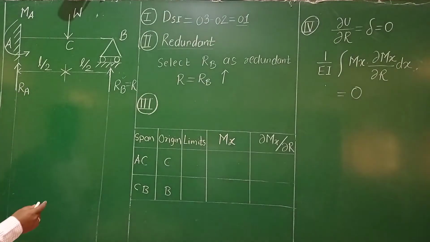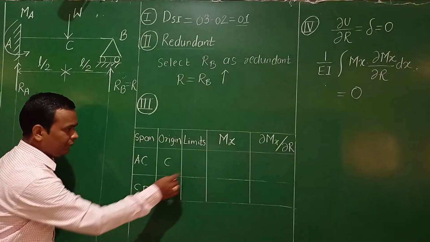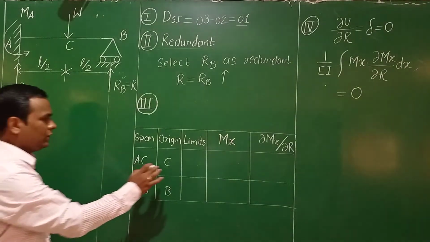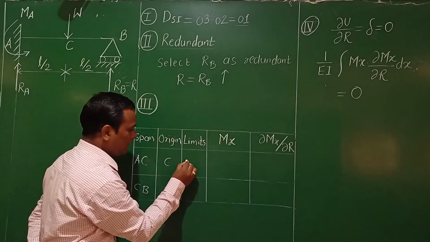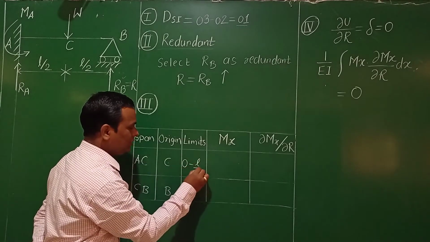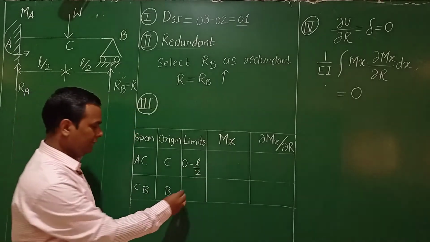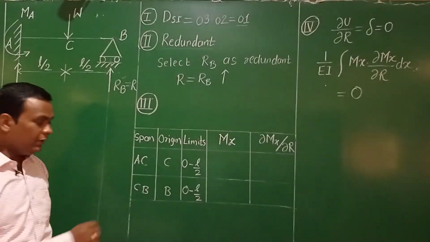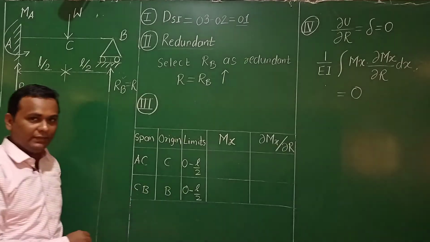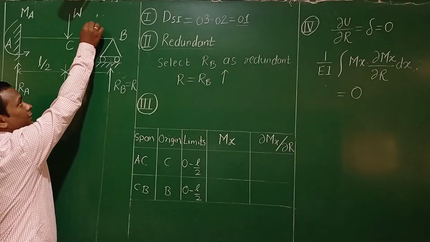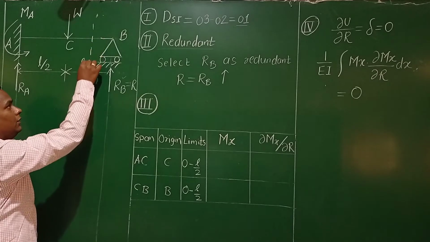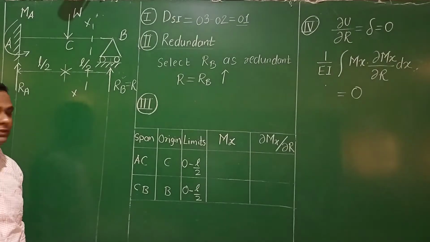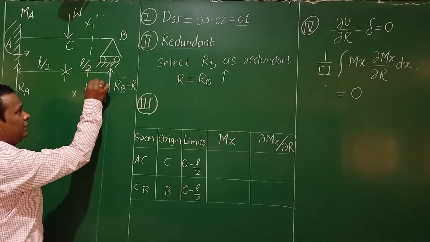Okay, so therefore now first we will solve Mx for span CB and then we will solve it for AC. Now the limits for span AC are 0 to L by 2, and for CB again 0 to L by 2. Now let us focus on the second span, that is CB. For that we need to take one section XX. Here I take section XX whose distance from the right end is x.